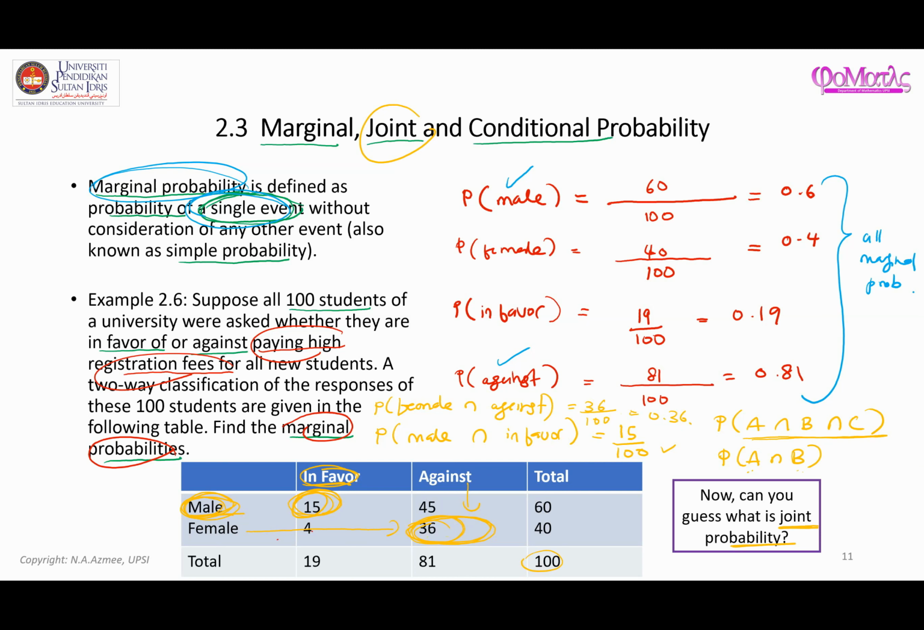So I'm sure you have managed to understand the idea of marginal and joint probability.